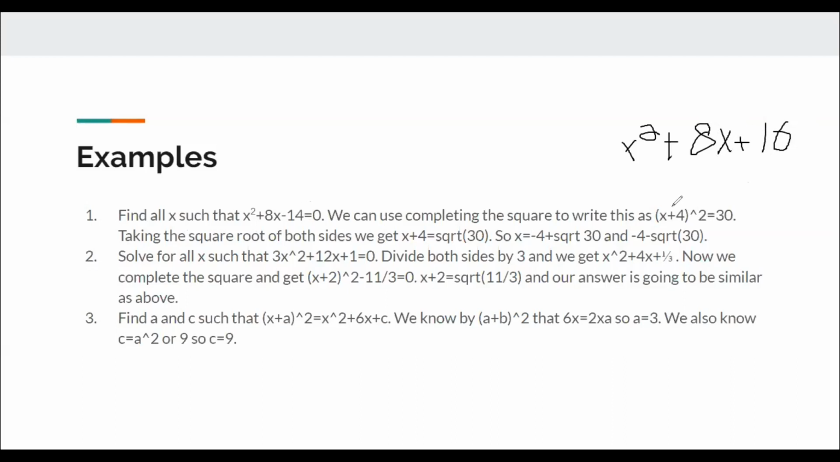And if you take the square root of both sides, you're going to get x plus 4 is equal to square root of 30. So x is equal to negative 4 plus root 30 or negative 4 minus root 30. So those are your choices.